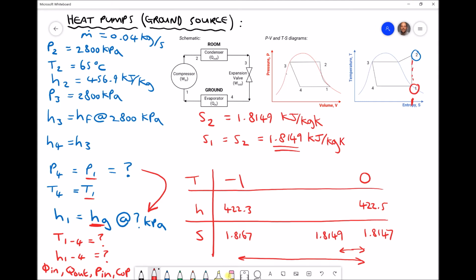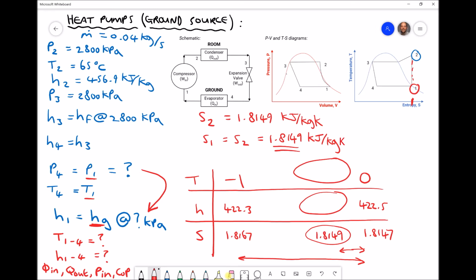When we do linear interpolation, we're trying to find the enthalpy and temperature which correspond with our actual entropy of 1.8149. So there's going to be an enthalpy value that sits between the two known enthalpy values, and a temperature that sits between the two known temperature values. The reason I've drawn the 1.8149 further to the right hand side is because we can see that 1.8149 is much closer to 1.8147 than it is to 1.8167.